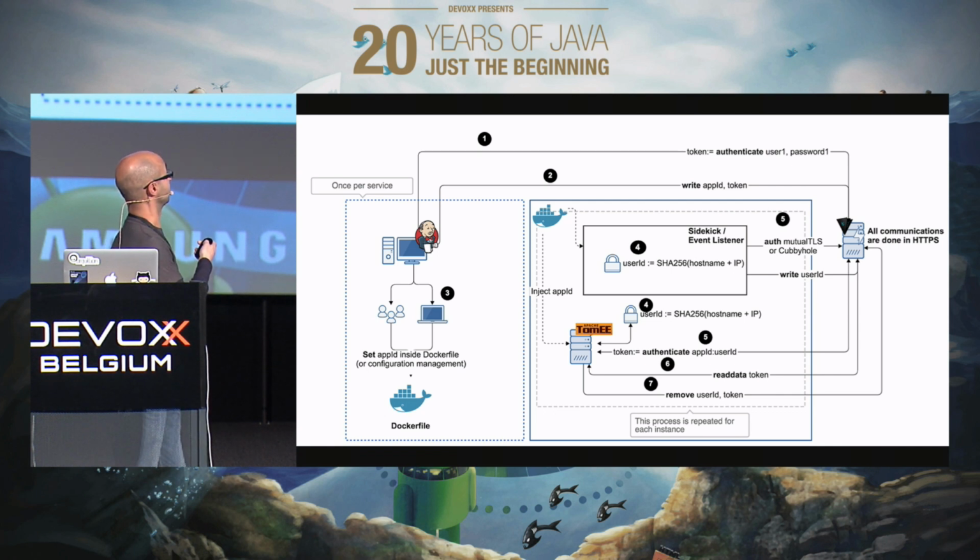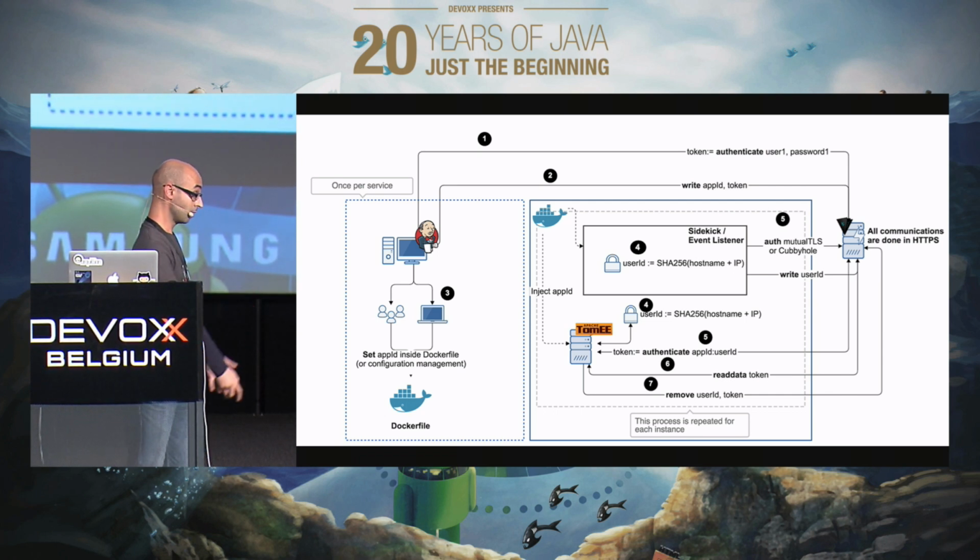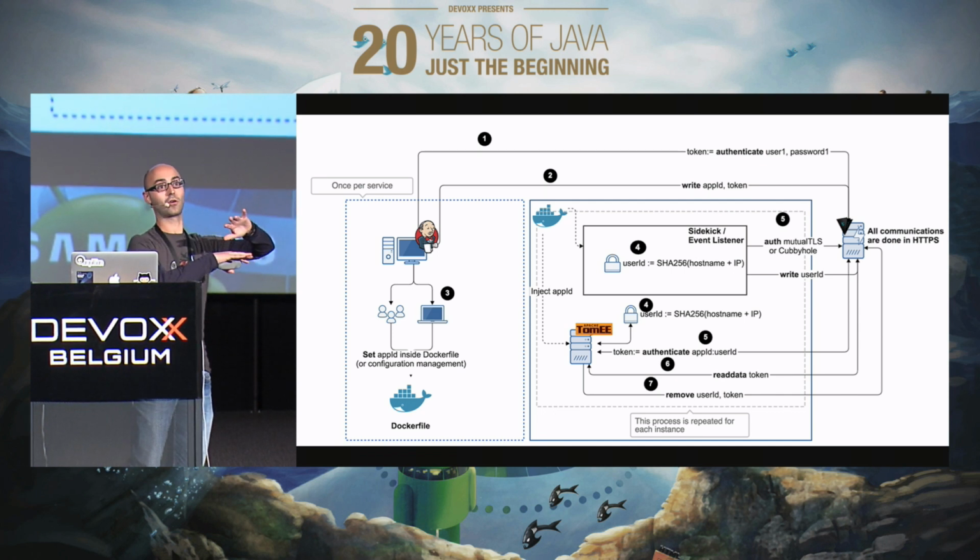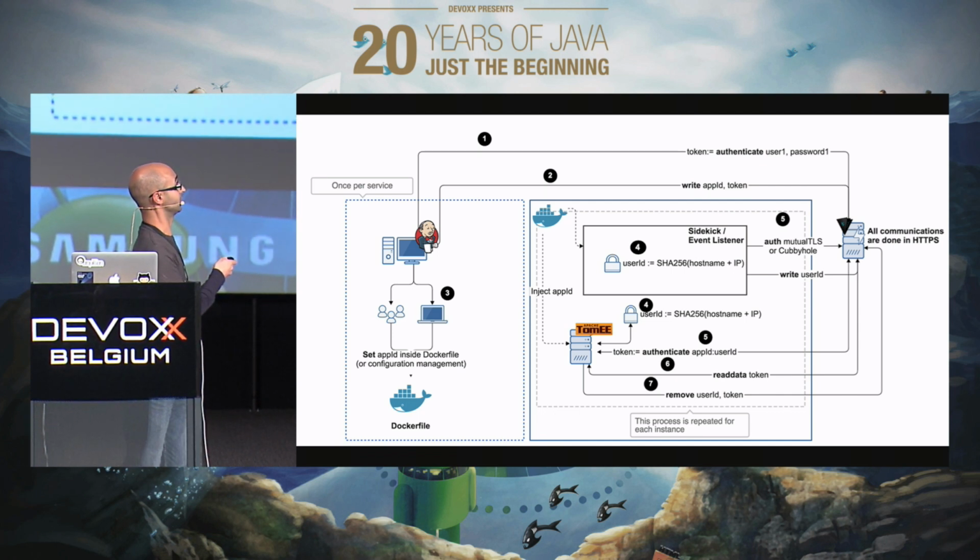And basically, we do the next thing. First of all, we use a sidekick Docker image. So when we started our service, we started another container in the same host address, and basically, it takes the host name and IP, it makes the SHA, and it connects using mutual TLS or similar approaches. It authenticates to Bolt and sends the user ID. Obviously, if we start a new instance of the service A, the host name and the IP will be different, so it's perfectly valid.